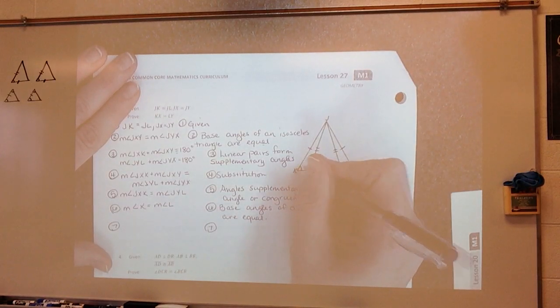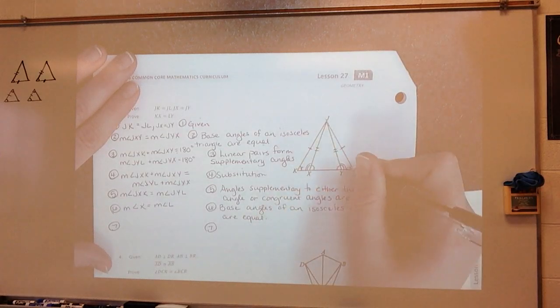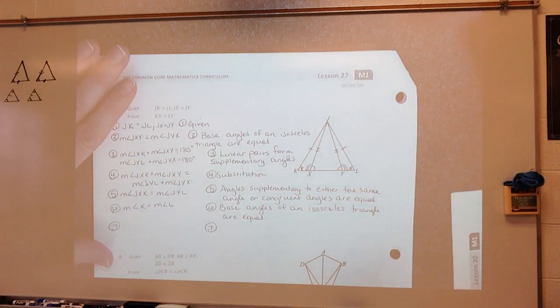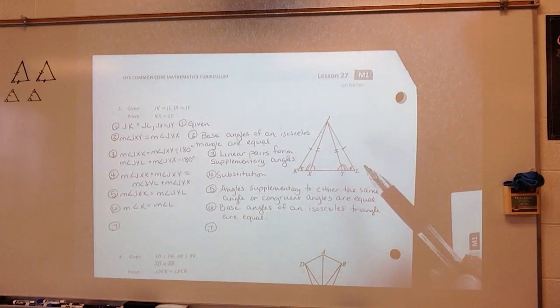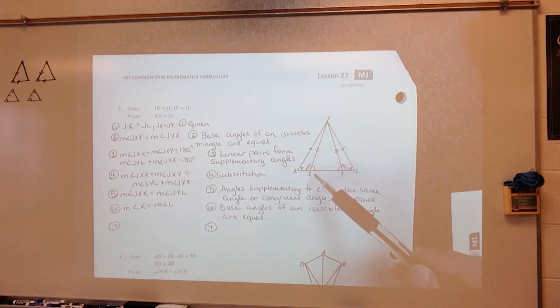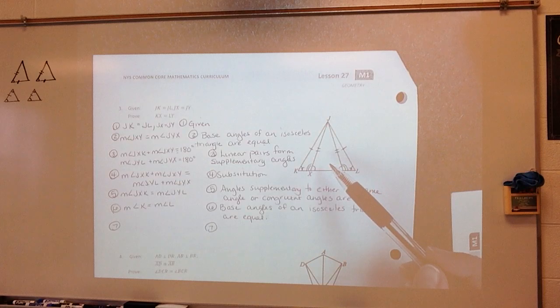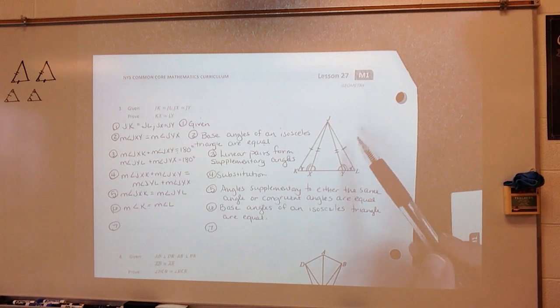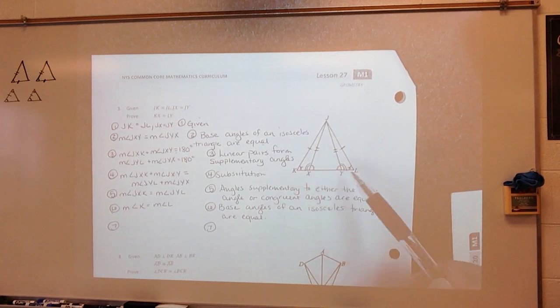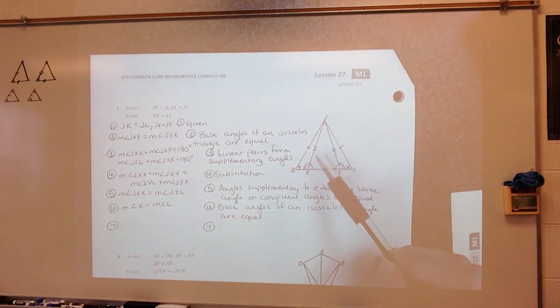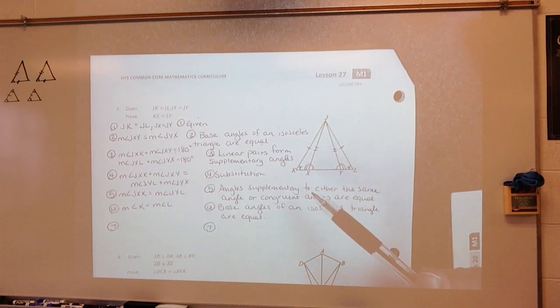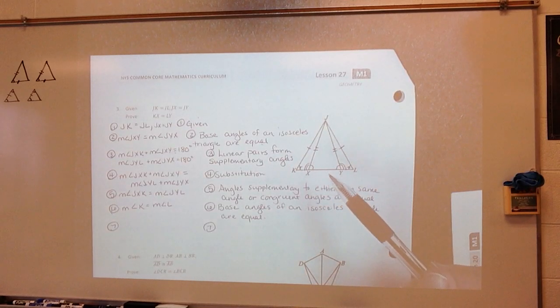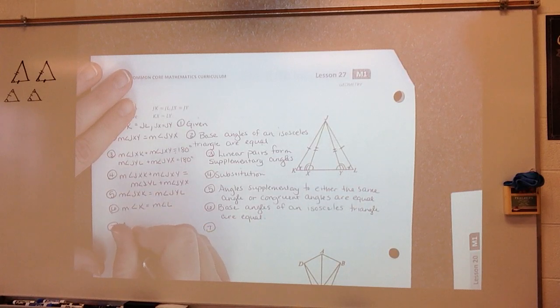Alright, so I've proven these two angles congruent. With that being said, let's look at this. I've now proven these two small triangles congruent. Because remember, my goal is to prove that KX is equal to LY. So I've proven these small triangles congruent by angle, angle, side.